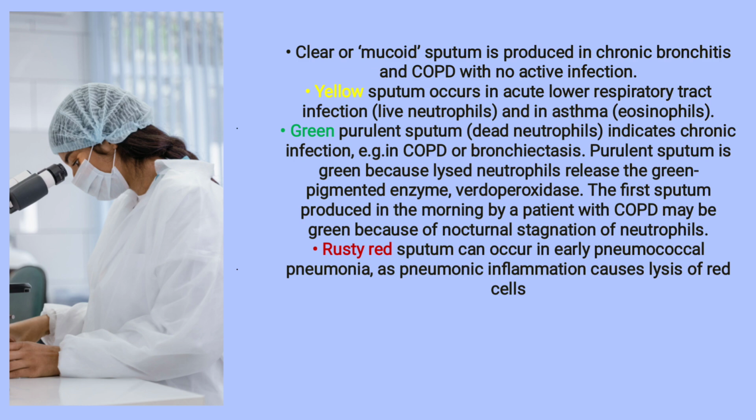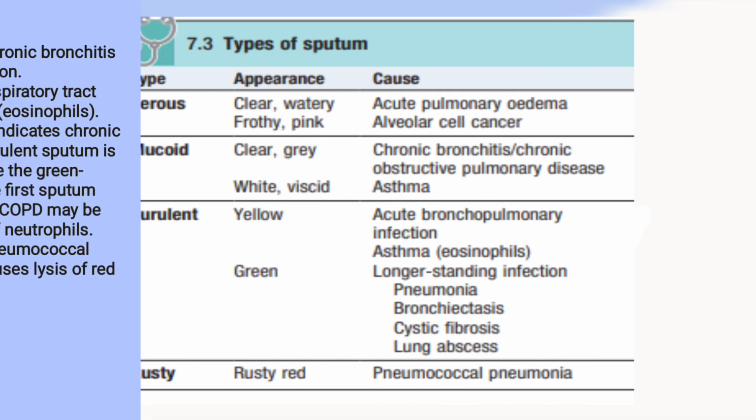The green sputum denotes dead neutrophils. The lysed neutrophils release a green pigmented enzyme called verdoperoxidase. So in patients who have a stagnation of neutrophils, these neutrophils undergo lysis and produce this enzyme, which produces a green sputum. Rusty sputum can occur in pneumococcal pneumonia because lysis of RBCs can occur, and hemoptysis is the production of sputum with blood, which will be dealt with later.